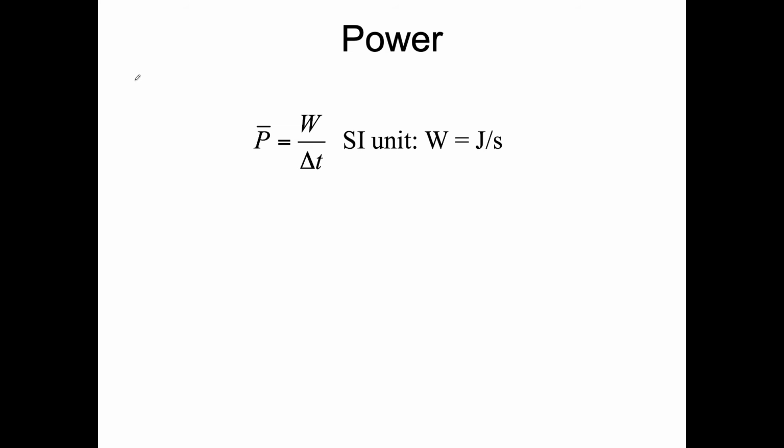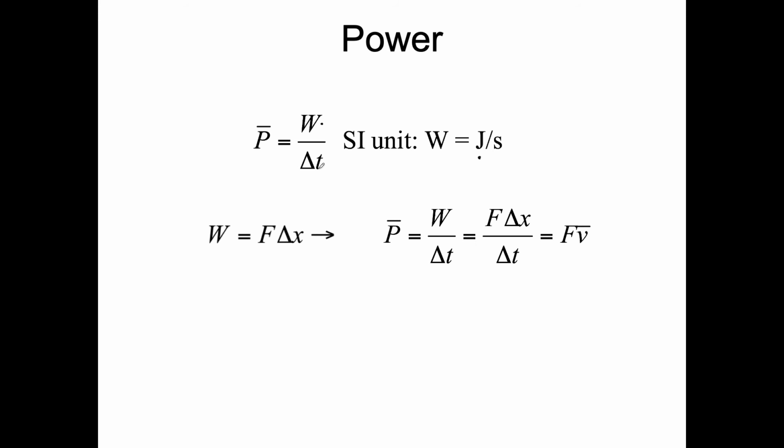So next topic in the chapter on energy: power. Power is defined as the work done divided by the time it takes to do such work. So average power is work divided by time. Because the unit for work is joule and the unit for time is second, the unit for power is joule per second, and we also gave it a special name, watt.